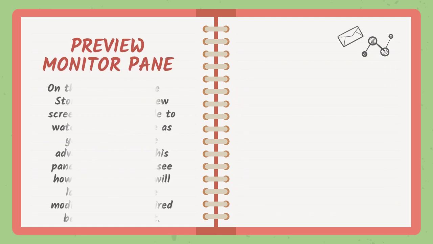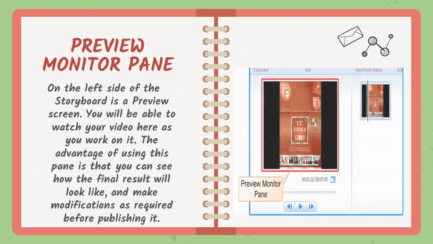Preview monitor pane. On the left-hand side of the storyboard is a preview screen. You will be able to watch your videos here as you work on them. The advantage of using this pane is that you can see how the final result will look and make modifications as required before publishing it. Let us learn and understand more about these components by doing a practical on how we can make a movie in Windows Movie Maker.